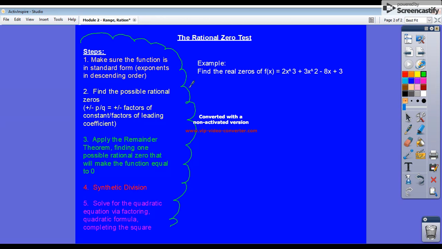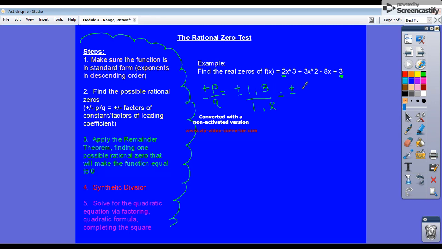So for the possible rational zeros, I'm going to find positive and negative P over Q, which is, again, as noted on the side, factors of the constant over factors of the leading coefficient. The factors of the constant, which is at the end, are the factors of 3. So the factors of 3 are 1 and 3, over the factors of the leading coefficient. The coefficient is always in front of the x, so that's 1 and 2. I'm going to divide each one of these numerators by each one of these denominators.